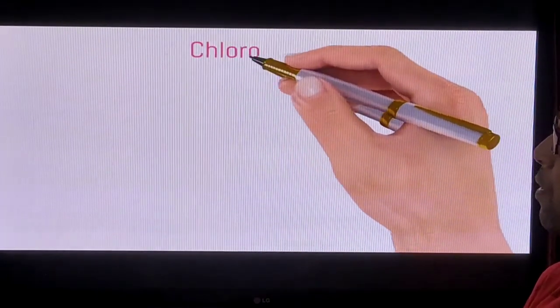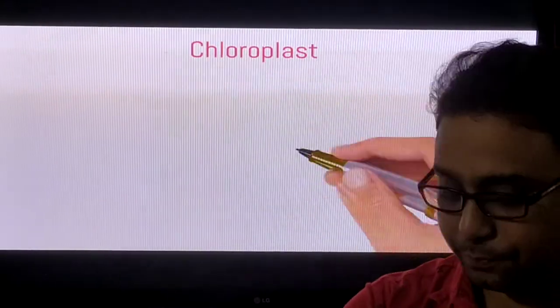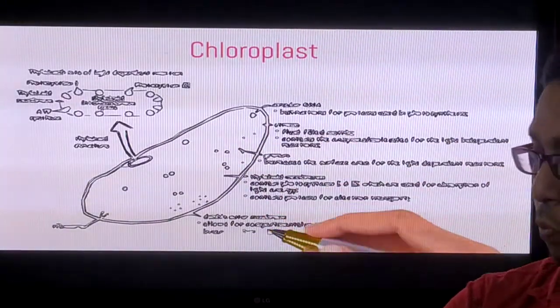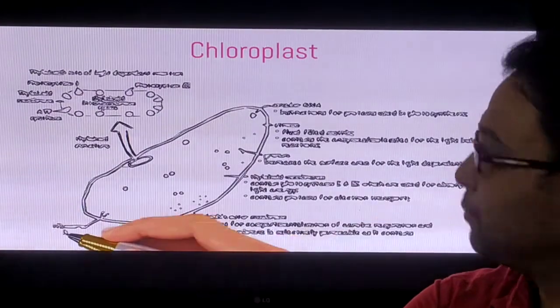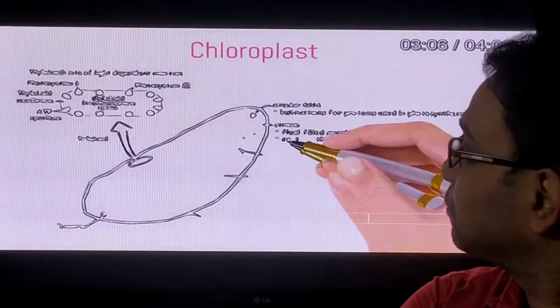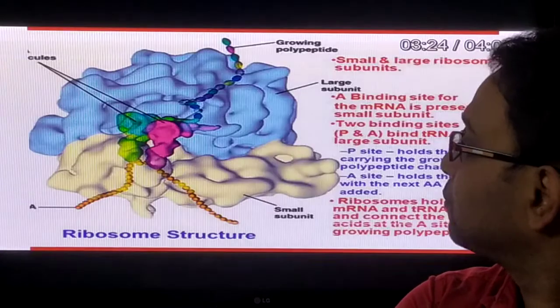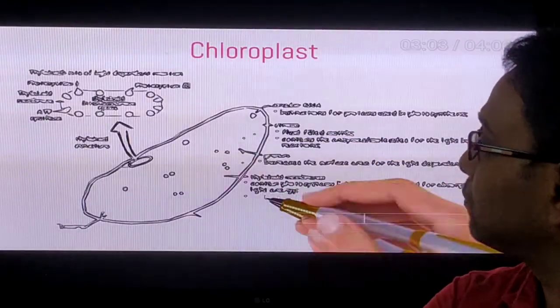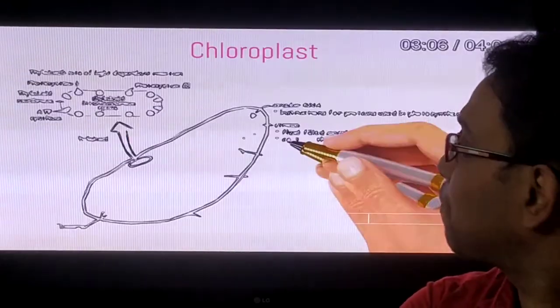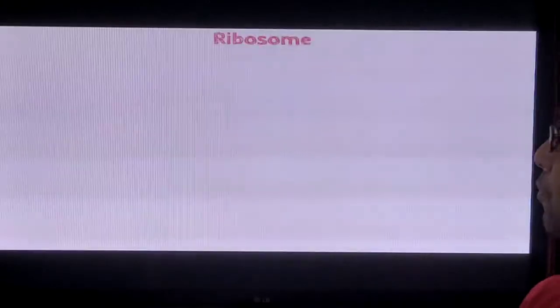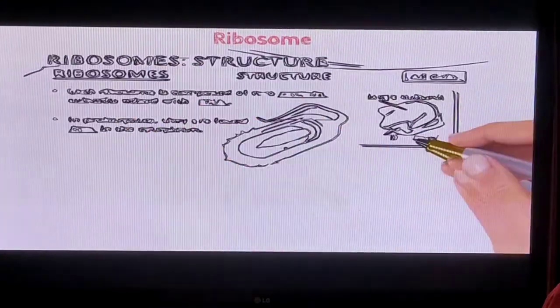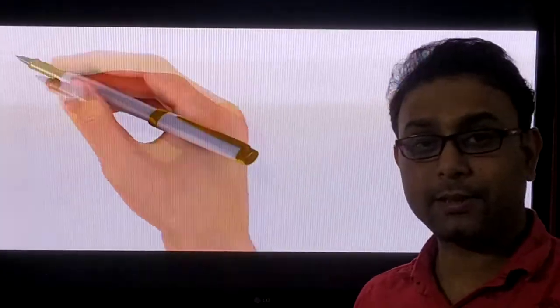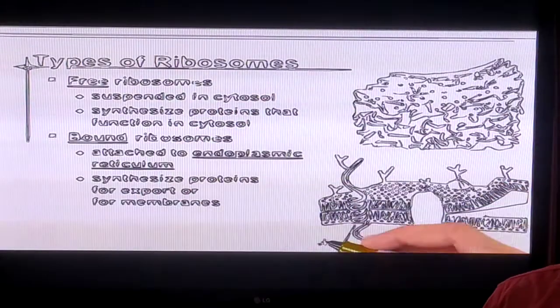Centriole. Sorry, one second. Yes, right.